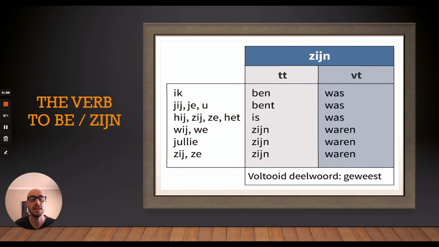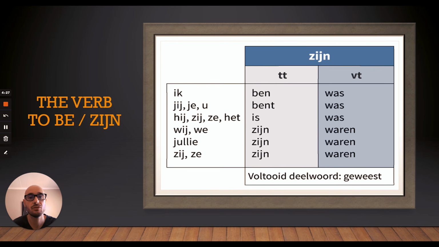That means they are. So as you've noticed, basically the only parts of the verb which change are in the singular, and this is a general rule for all the verbs in Dutch. We will only conjugate and change the verb in the singular. In the plural, you will use the infinitive. Okay? So this is the verb to be.